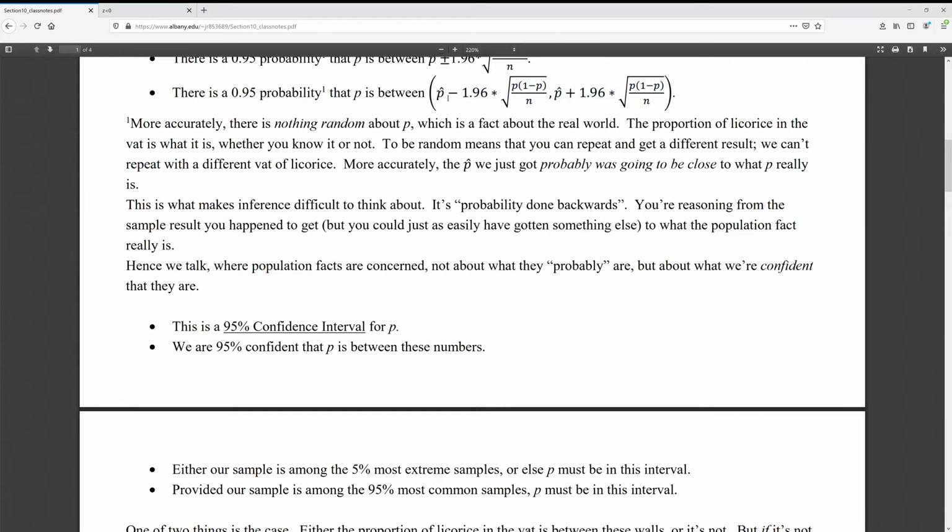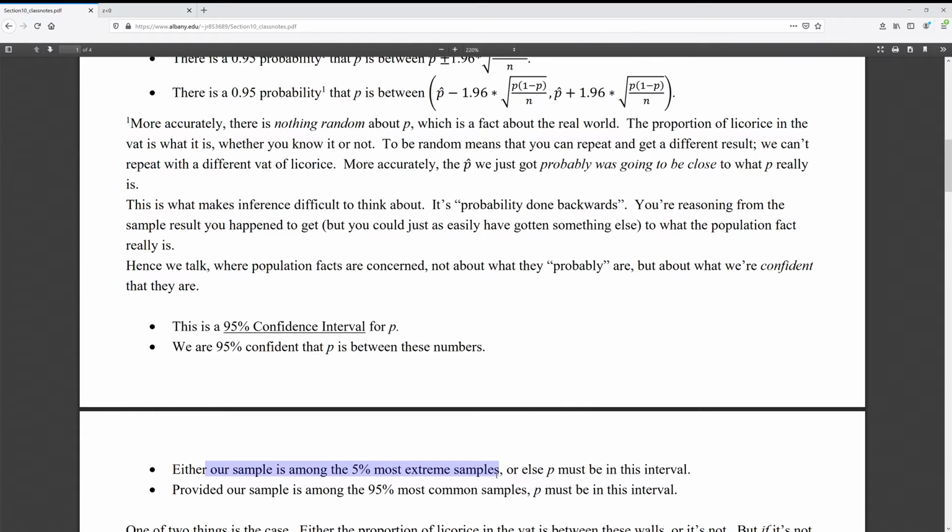So when I say typical, what do I mean? Well, in our case, among the 95% most typical. When I say unusual, what do I mean? Well, in our case, among the 5% outlying, the 5% most unusual. So at the end of the day, one of two things is true. Either our sample is among the 5% most extreme samples we could have gotten, in which case p is not between these walls, or it's among the 95% most typical, most central, in which case p is between these walls.